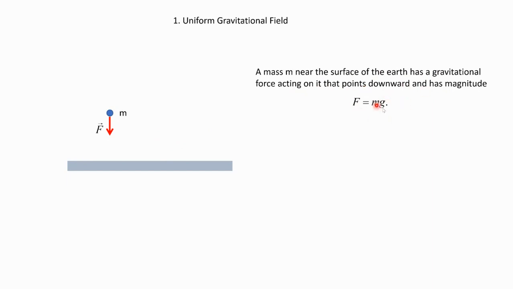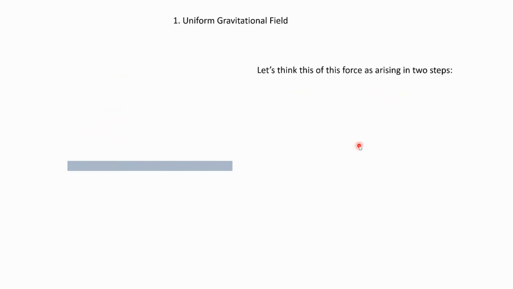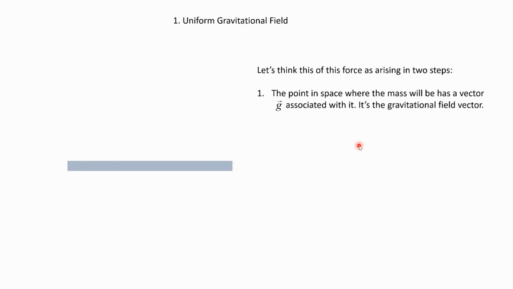And you know that this is a very good approximation for heights above the ground that are very small compared to the radius of the Earth. So in this whole area, we have basically the same force no matter where we put the mass. Now let's think of that force as arising in two steps. Number one, first step, the point in space where the mass will be, so it's not there right now, but the place where it will be has a vector g associated with it.